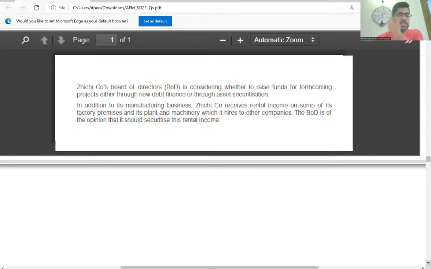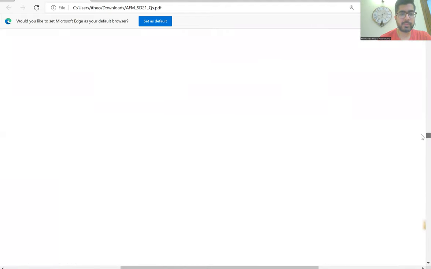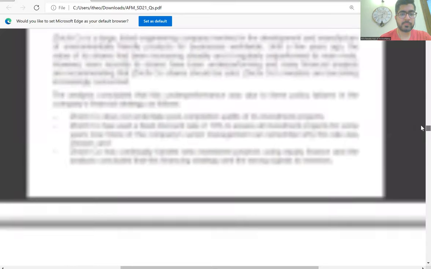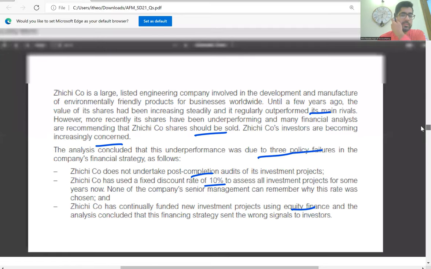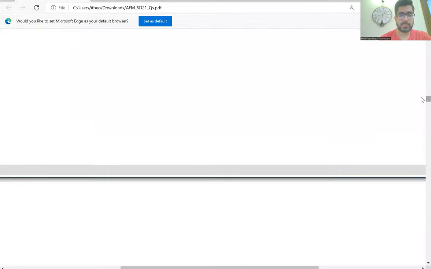Exhibit 5. ZHICHI's board is considering whether to raise funds either through new debt finance or securitization. In addition, ZHICHI receives rental income from some of its factory premises, which it hires to other companies. The board is of the opinion it should securitize this rental income. Okay. These are all the exhibits done. After all these exhibits, if you remember, there are 5 requirements.